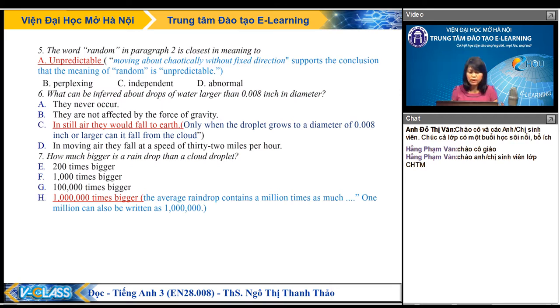Why? Because you can base on the evidence here. The average raindrop contains 1,000,000 times as much. 1,000,000 can also be written as, right? So the answer here is 1,000,000 times bigger.